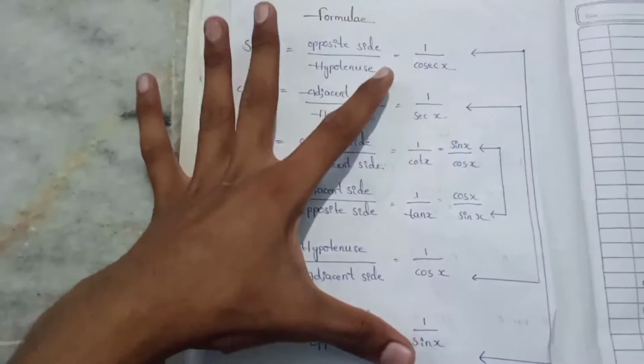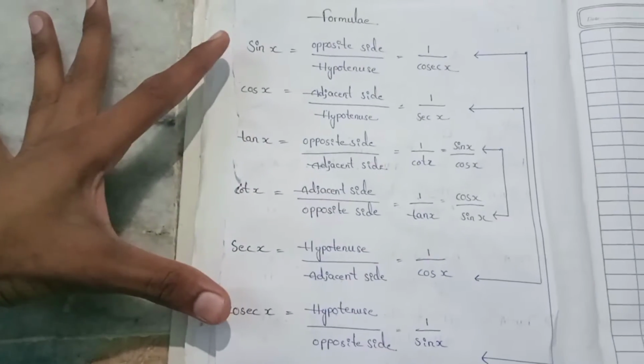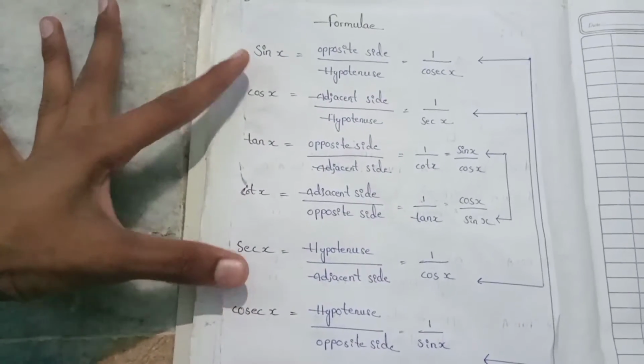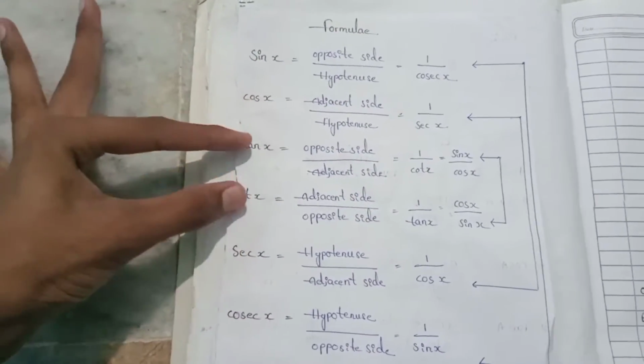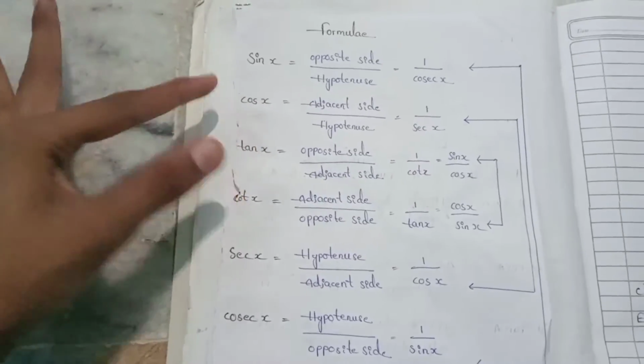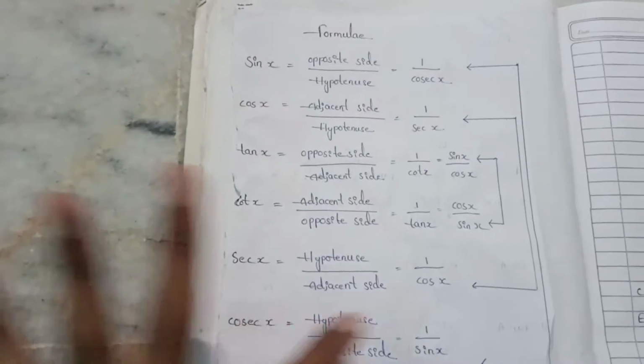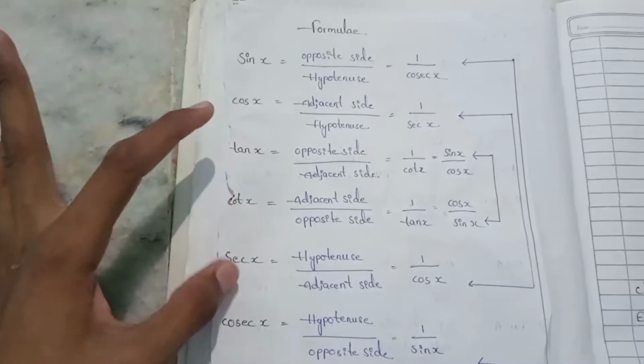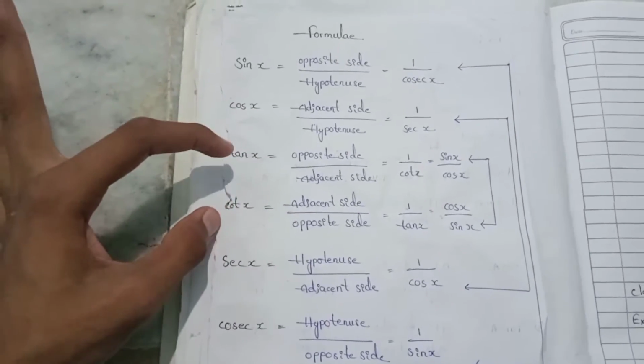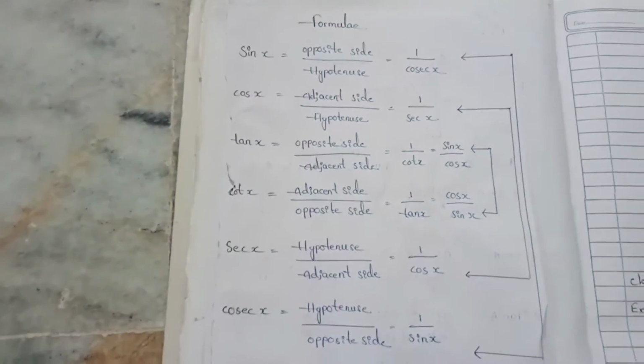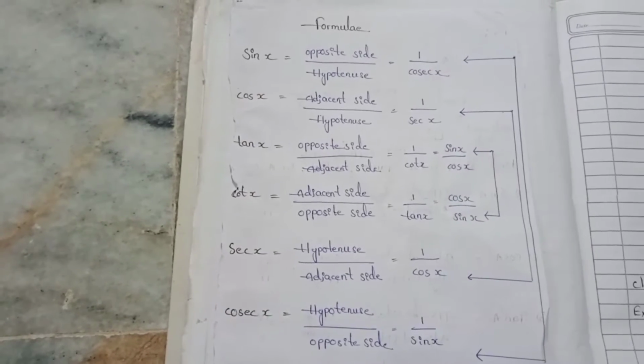See here, these two are related. Next, these two are related and these two are related here. Observe, sin means cos, cos means sin. Cos means sec, sec means cos, tan means cot, cot means tan. Now let us start exercise 11.3 first bit.